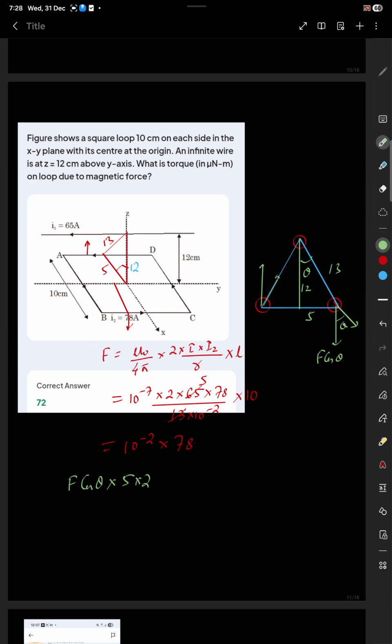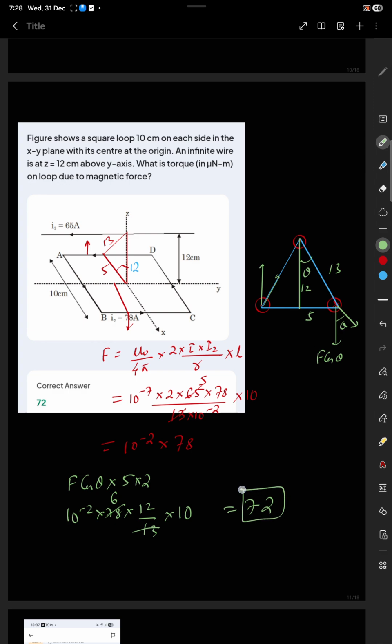2. So cos theta is how much? 10 to the minus 2 into 78. Cos theta is now to be written as 12 by 13 into 10. Okay, so if you calculate this one, you will be getting 72.